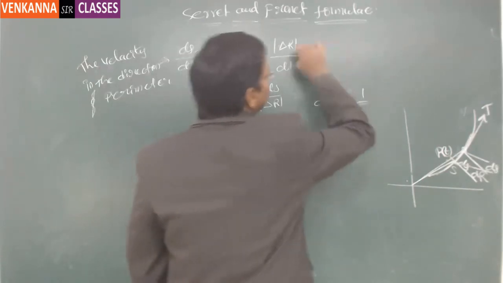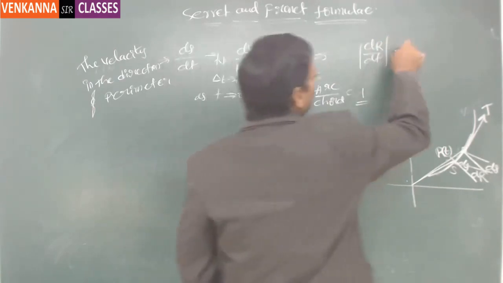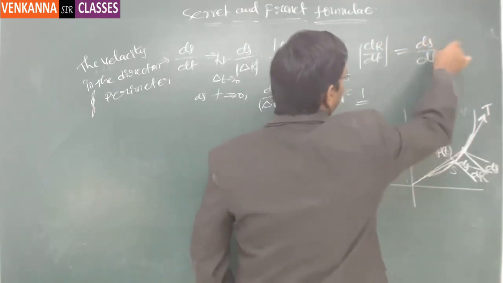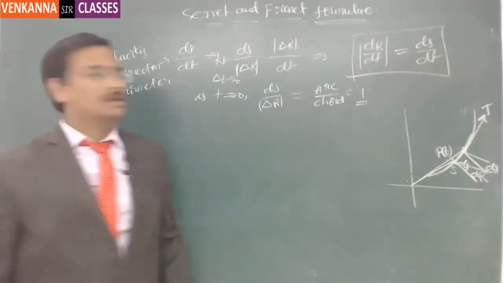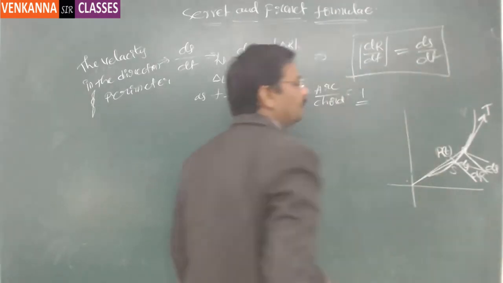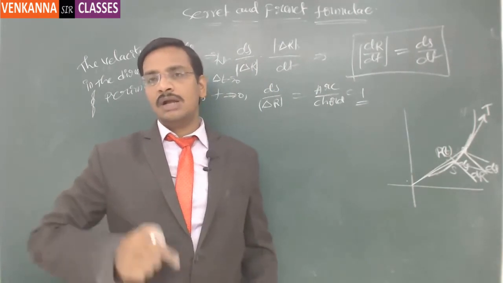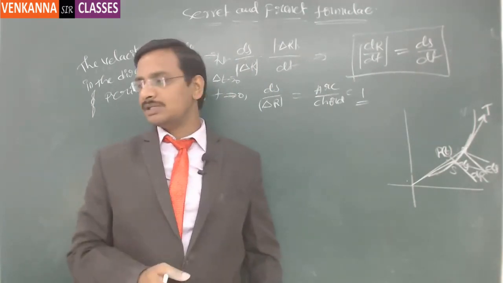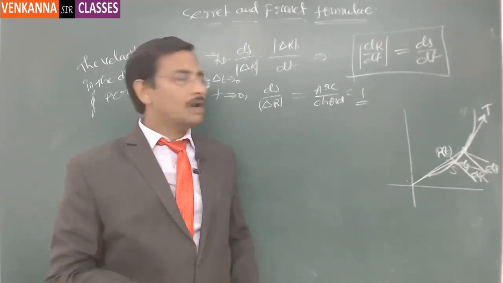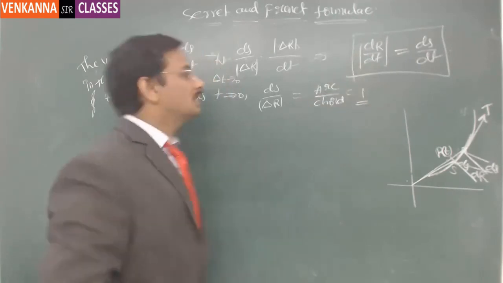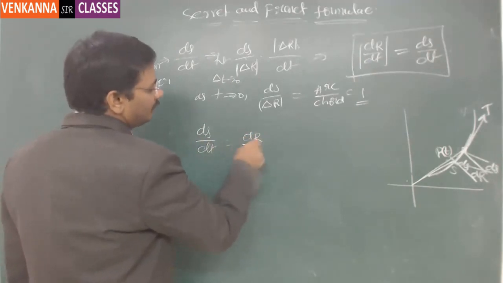So in this case, this can be treated as the mod of dr by dt, which is equal to ds by dt. When we apply the Serret and Frenet formulae, we will find this S value first, because we want to calculate dt by ds, dn by ds, and db by ds, the derivatives with respect to S. How we are going to find the S value is based on this principle.